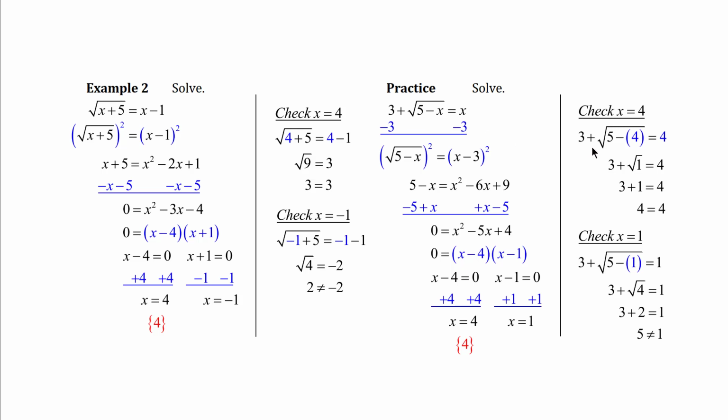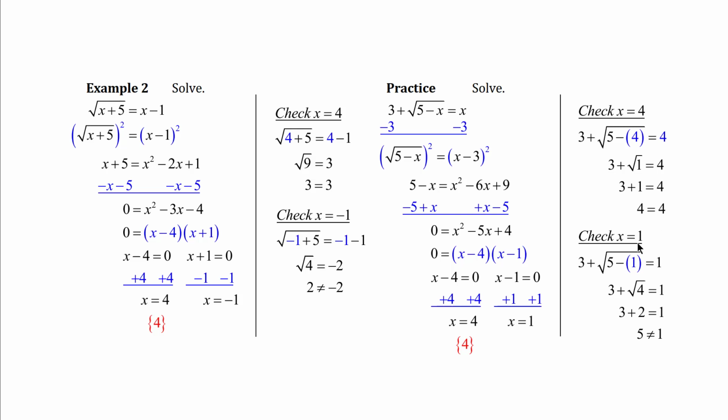We get 3 plus the square root of 5 minus 4 equals 4. Next, we simplify. 5 minus 4 is 1, so we have 3 plus the square root of 1 equals 4. Taking the square root of 1, we get 1, so I have 3 plus 1 equals 4. Next, we add 3 plus 1, which is 4. So we have 4 equals 4, which is a true equation, so 4 is a solution to the equation.